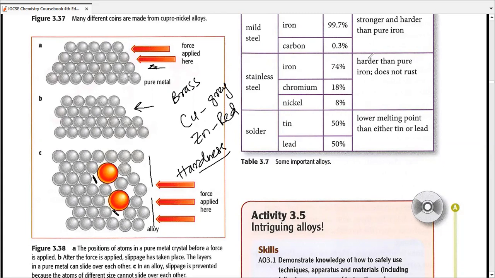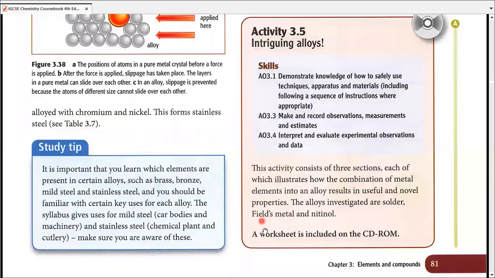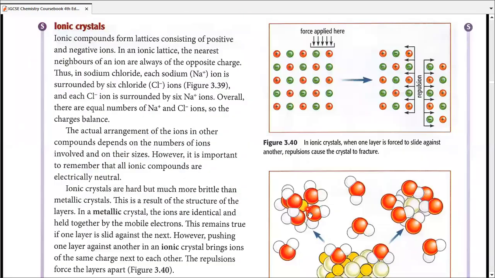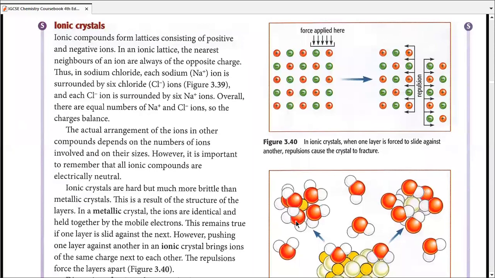Good, good. So since you understand how the metal crystals work, let's move on to the second type of crystals, ionic crystals. Now, since I've explained most of these parts already, we're going to consider a couple of parts for further explanation. So I'm going to go through this one really quickly as well.